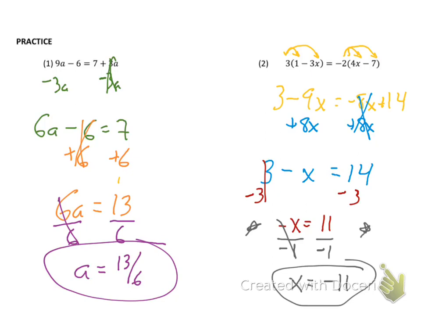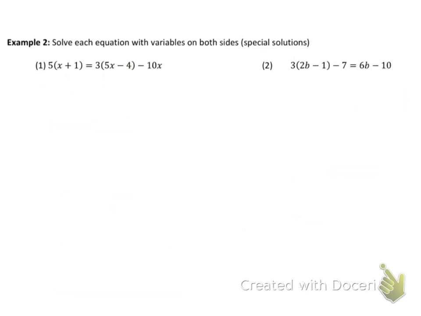Okay, remember, so here you'll notice we have 3 minus x equals 14. And so when I get the x by itself, it's still negative. It's still negative x. So in order to undo that, I have to divide both sides by negative 1. And when I do that, x is going to equal negative 11. So make sure you copy this work down. It's good to go. And let's move on to the last example. So here we're going to solve each equation with variables on both sides.